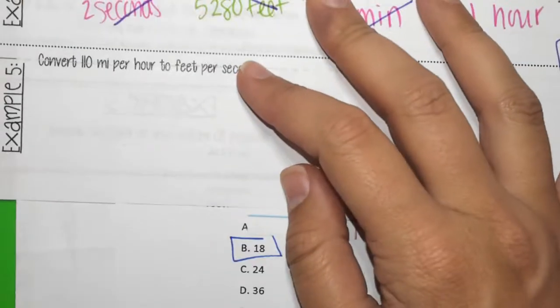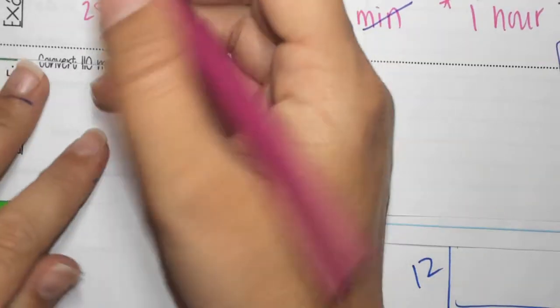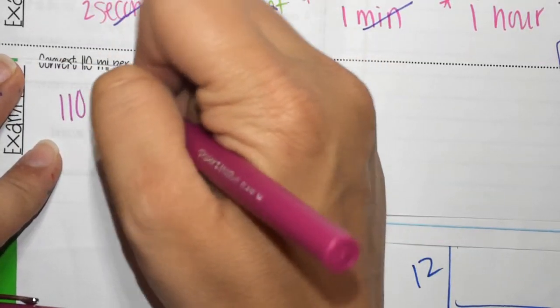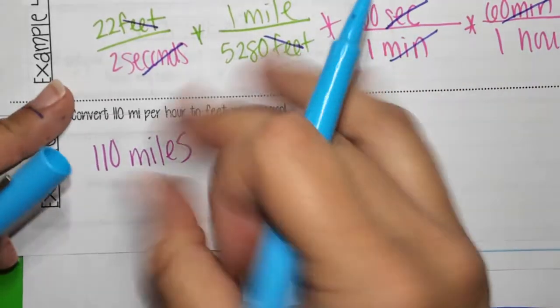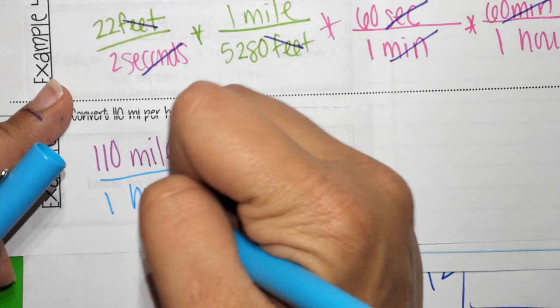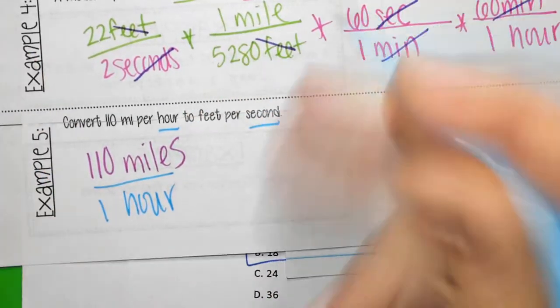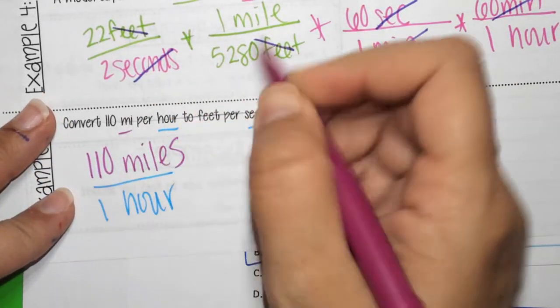Open this. So you started with, I'm going to do it in this color and this color. All right, so we start with 110 miles, correct? Per 1 hour. So did anybody start it like this? Look at you go. Take a point. Look at Ravenclaw back there. Y'all are killing it.